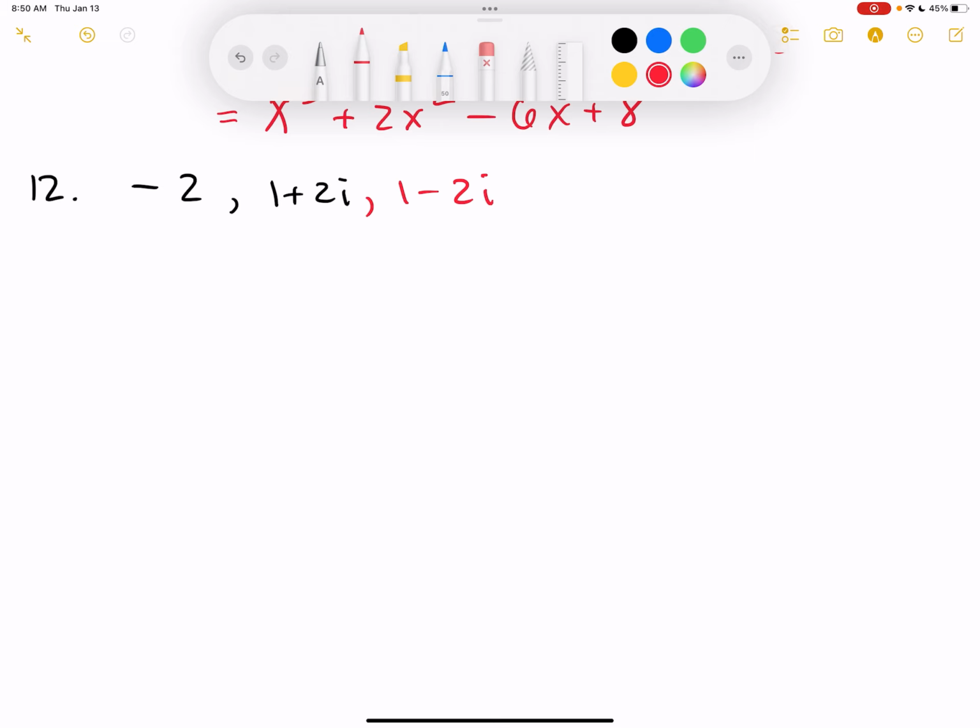Wait, if you're writing something, would it be like 2ix or x2i? Like, how would you write that? The i always goes at the end. So just think 2xi. Okay, thank you.